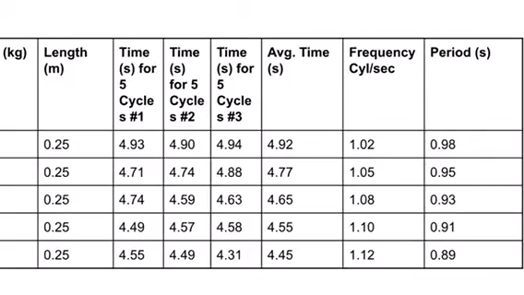We recorded the time in seconds for it to reach 5 cycles, 3 times each, for each variation in the length or the mass. Then we averaged those times and also found the frequency, which we got by dividing the number of cycles by the average seconds. And then to find the period, you use the formula T equals 1 divided by f, meaning 1 divided by the frequency.